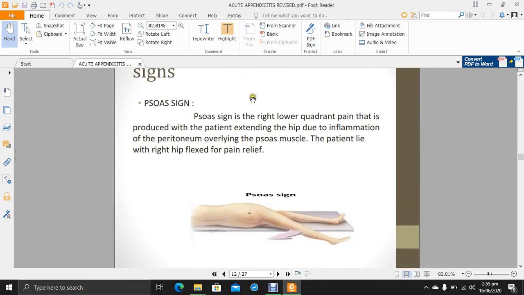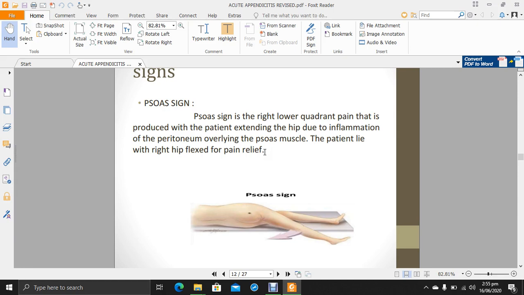Psoas sign is in the right lower quadrant, pain that is produced with the patient extending the hip, due to inflammation of the peritoneum overlying the psoas muscle. The patient would like to lie with the right hip flexed to relieve the pain. Sometimes we have seen the patient, because of this posture, keeping the right hip flexed, develop a stricture.